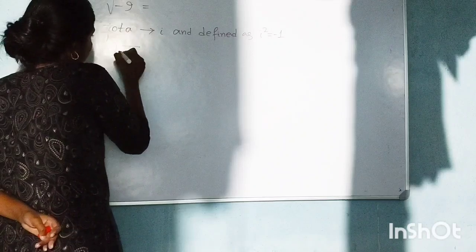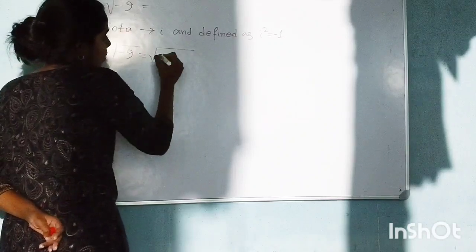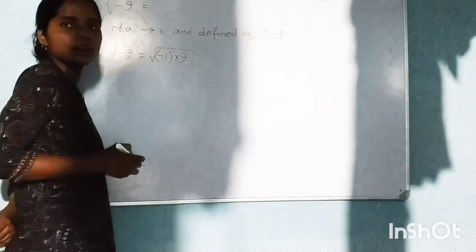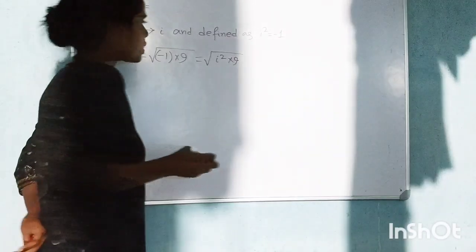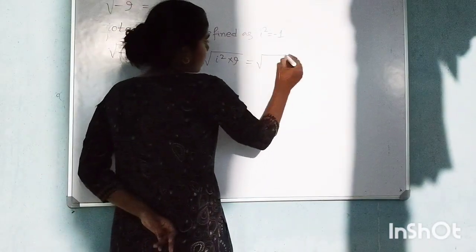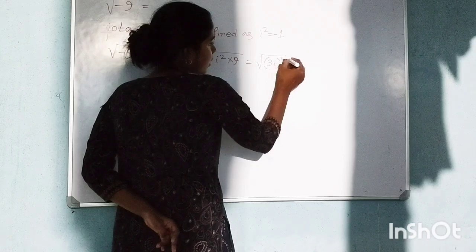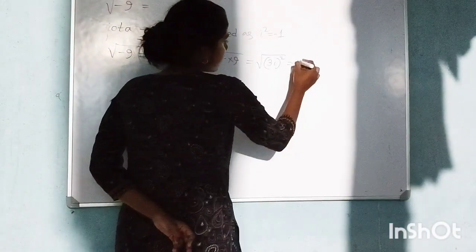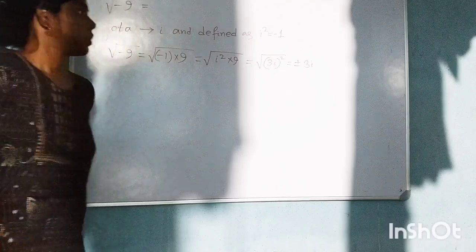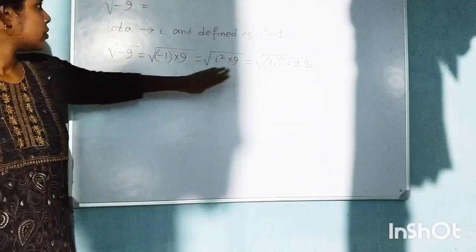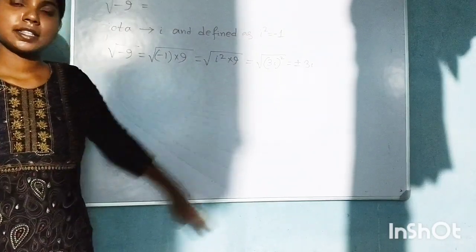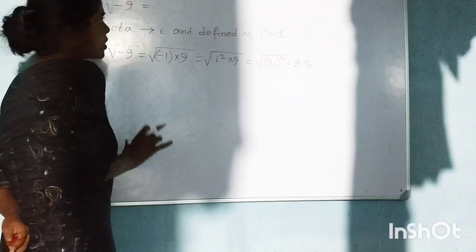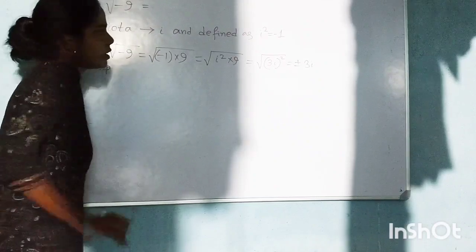So root over -9, we can write it as root of -1 into 9. We can write -1 as i square into 9. So i square into 9 we can write as (3i) whole square. So we can write it plus-minus 3i. So with the help of i, we have derived the value of root over -9 as plus-minus 3i. So this is the small definition of complex number.